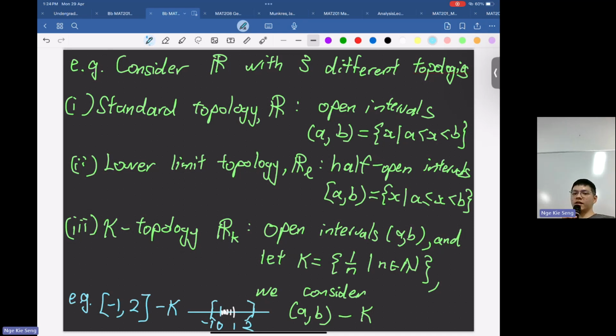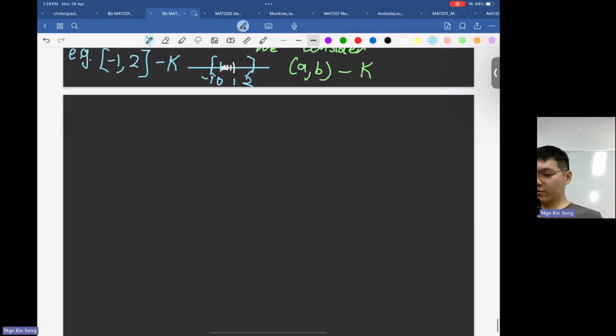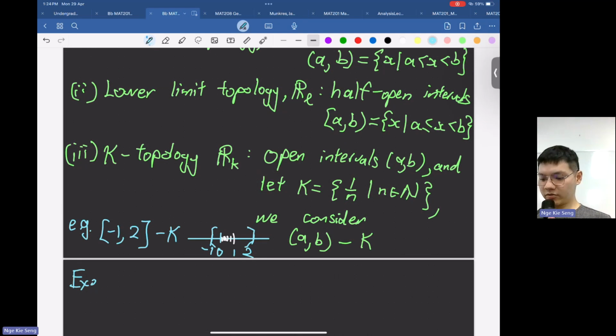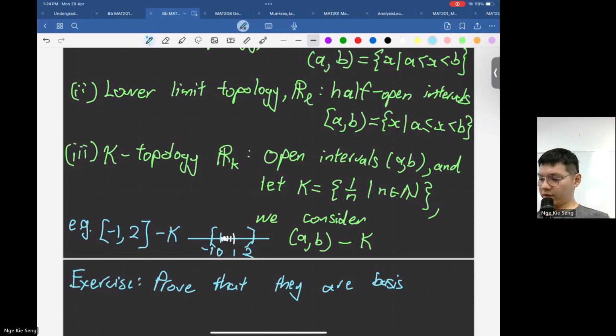Okay. And then the exercise is to try to prove that they are bases for their topologies. So they form a basis. Every point you can cover with one of the basis elements. And if you take two basis elements' intersection, you can find another basis element that lies inside the intersection. Okay or not? So one job is the exercise: prove that they are bases for their topologies.